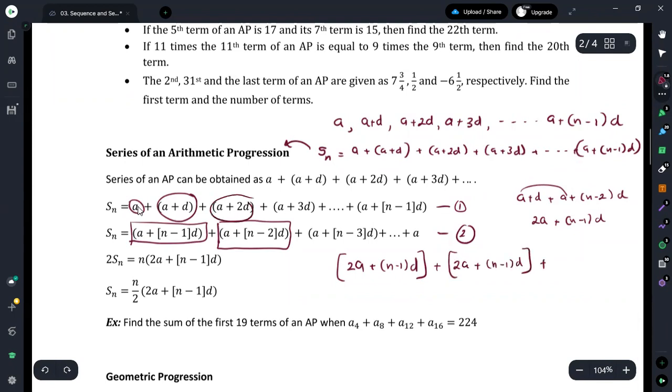Then the summation of the third terms of the two series. If I write it here, we have a plus 2d in the first series, the third term, and it is added to the third term of the second series, which is a plus n minus 3 times d. If you do the calculation here, a plus a, you will get 2a.